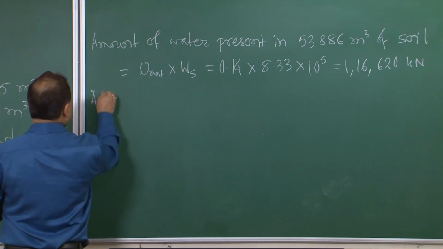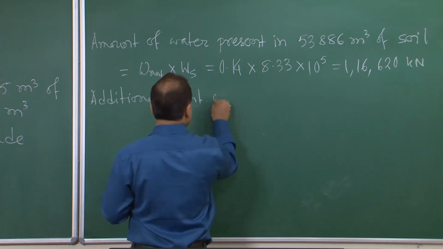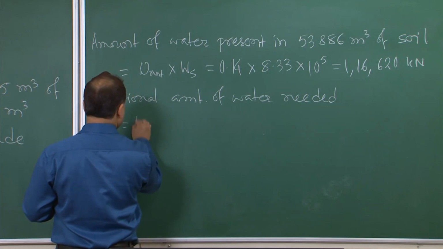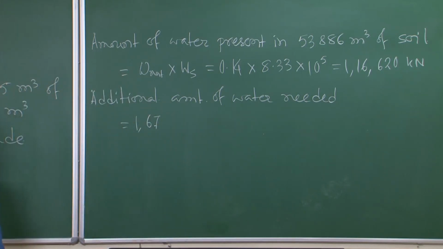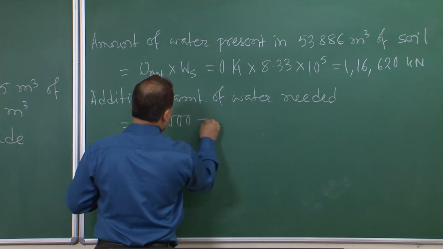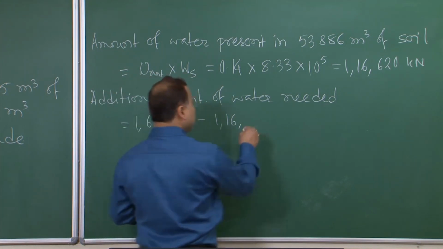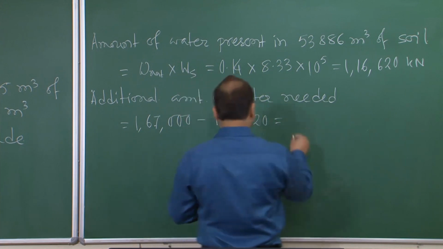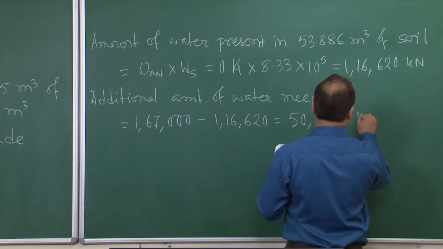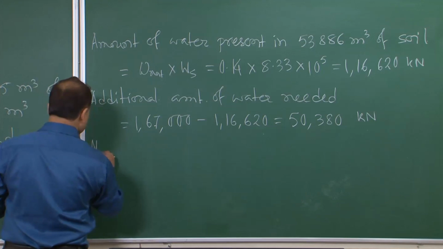So the additional amount of water needed is equal to this much of water that is really required for constructing the embankment, 1,67,000, and this much of water is present in the soil if you choose borrow area B. So this much water you need to transport by trucks: 50,380 kilonewton.